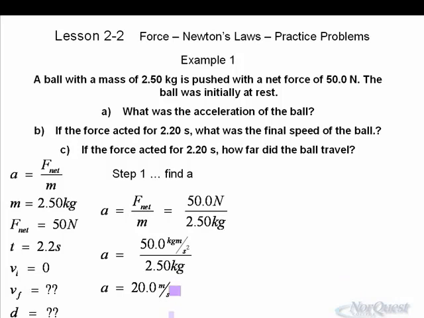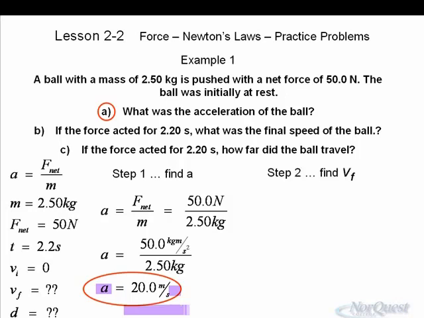Now here's a little typo. This should say acceleration, of course, is not meters per second, but meters per second squared. So please be aware of that on any handouts you might have, that the unit there should be meters per second squared. All right, and that's our acceleration.